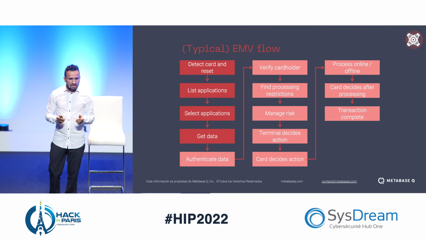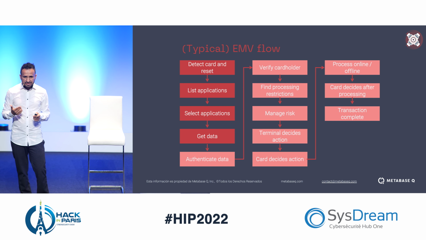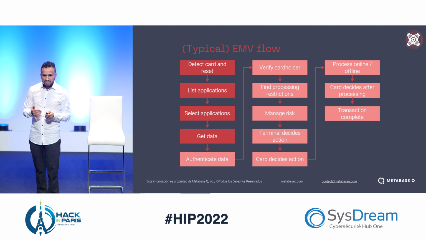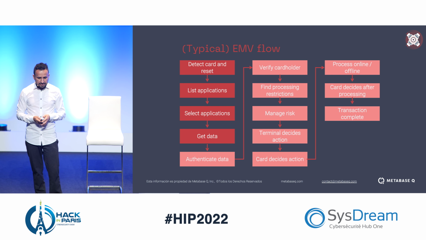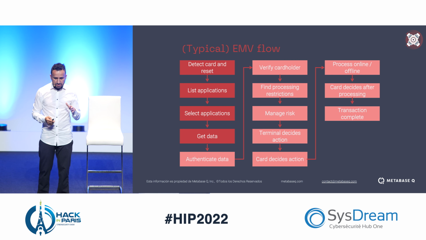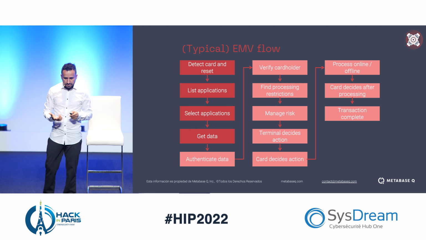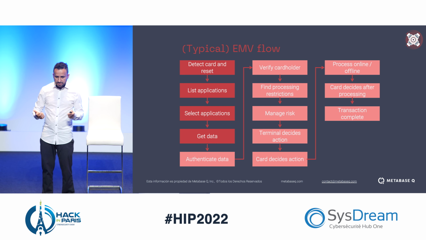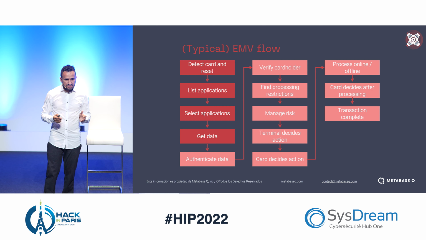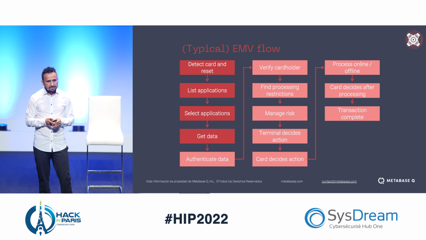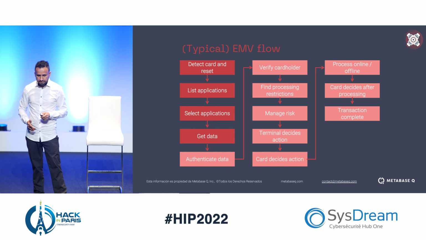What is the flow of this transaction? Basically, when you insert the card in the terminal, it is going to detect it. It's going to list the applications. Basically, it's going to know if the card is a Visa, MasterCard, American Express, or another type of bank. It's going to select the application, get the data, and go through the identification process. It's going to verify the cardholder, using PIN or signature. It's going to find the processing restrictions, manage the risk, and finally the transaction is going to complete. That means the transaction can go through or be declined, but the transaction has to finish in some way or another.